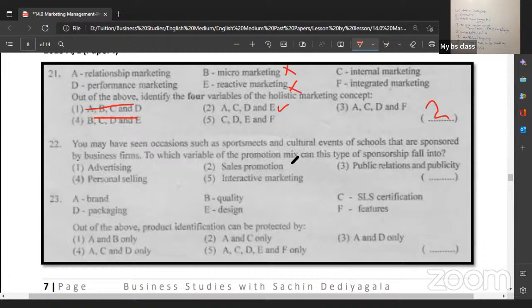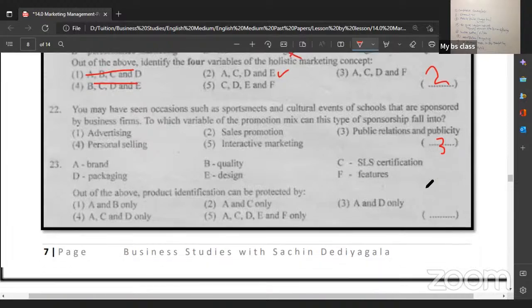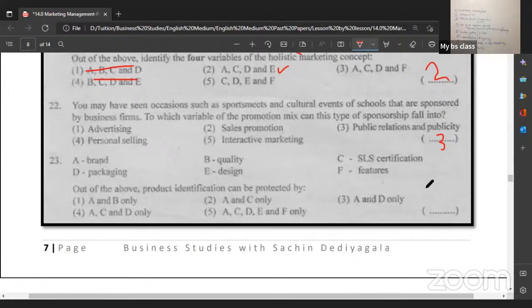You may have seen occasions such as sports meets and cultural events of schools that are sponsored by business firms. To which variable of the promotion mix can this type of sponsorship fall into? What is the answer, guys? Sports event sponsorship: public relations. It will enhance the image, for example singers or schools' cricket and school events. They come and sponsor. Question number 23.